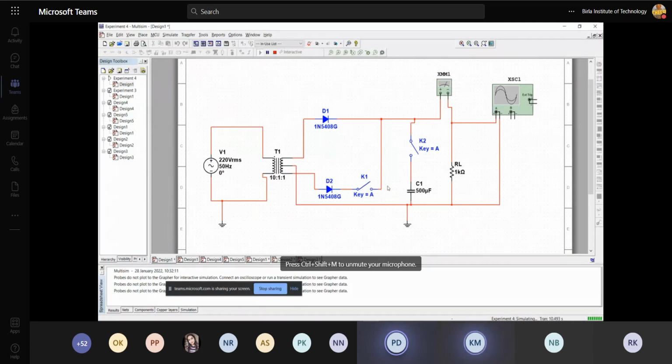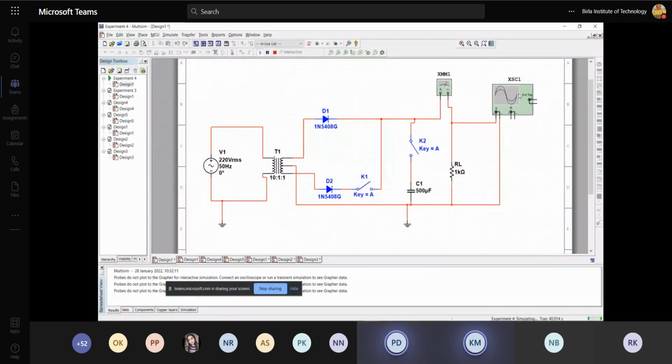Yes, ma'am. For the half-wave rectifier, you have to keep key A open so that D2 will be disconnected. Only D1 will work. Keep key D2 also open so that without filter you can take the observation. Yes, ma'am. Now what will I do, I have started it, then I will show the properties of the oscilloscope. Yeah, you can visualize the signal in the oscilloscope.